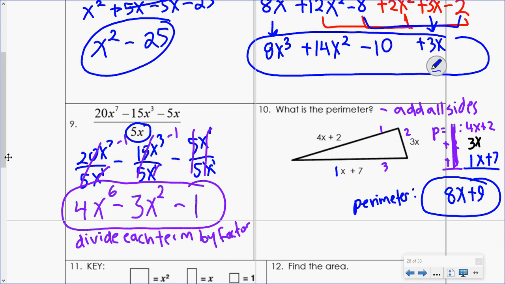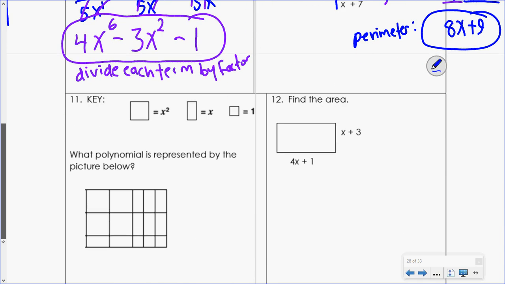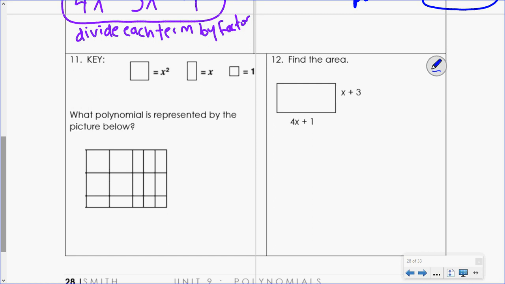Number 11, we're doing algebra tiles. So what polynomial is represented by the picture below? So these are my x squared tiles. The squares are my x squared tiles. So I have 1, 2, 3, 4. So here I have 4x squared. My x tiles are all the rectangles. I have 1, 2, 3, 4, 5, 6, 6 x's.